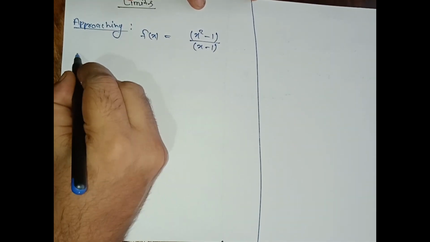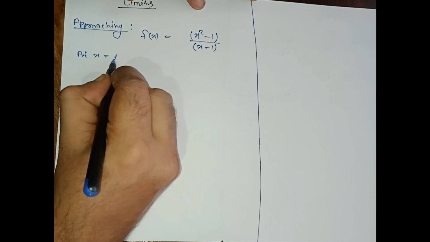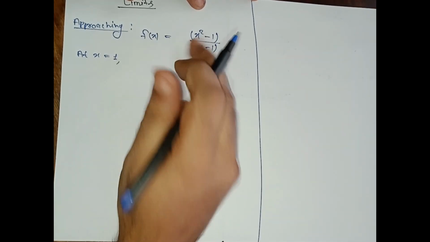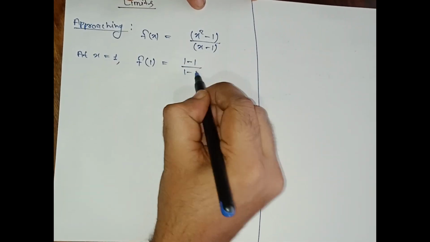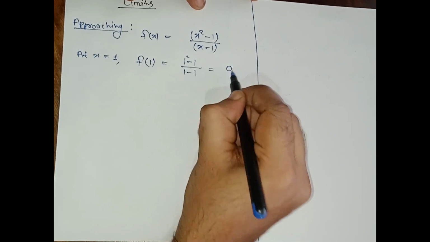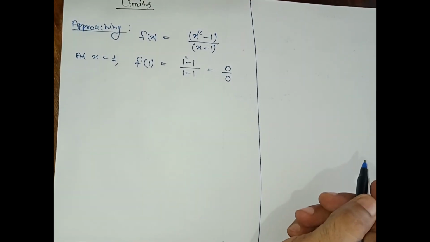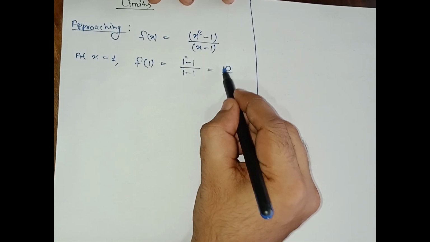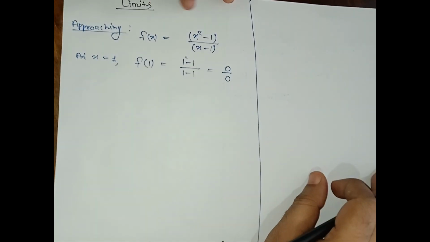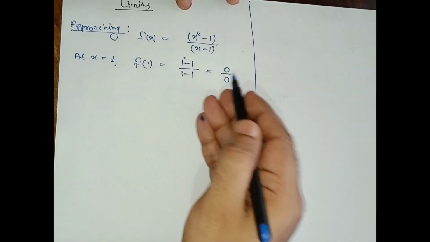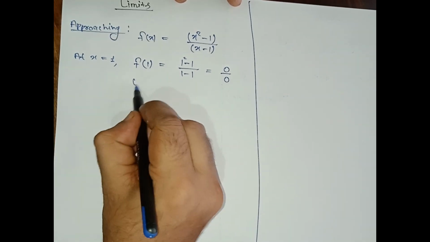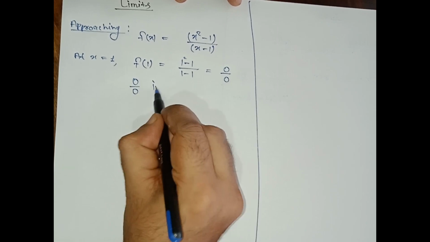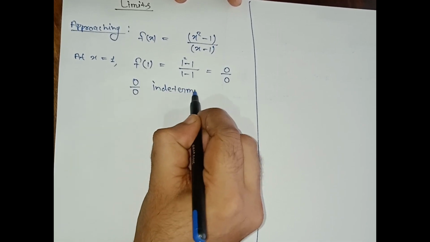Let's see. At x equal to 1, substitute x equal to 1 in f(x). So f(1) is equal to (1 minus 1) upon (1 minus 1). So this is 0 by 0. Now this 0 by 0 is difficult. We don't really know what is the value of 0 by 0. This is an indeterminate form, 0 by 0, indeterminate form.